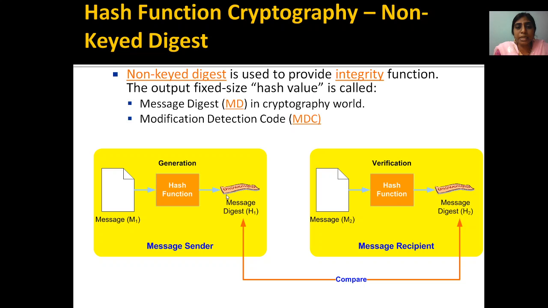Coming to the hash function: cryptographic and non-keyed digest. A non-keyed digest is used to provide the integrity function. The output fixed-size hash value is called the message digest in the cryptographic world, and we also have the modification detection code. So we take the message, generate the hash, generate the digest, and it is verified at the end.